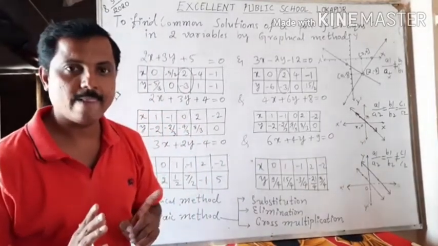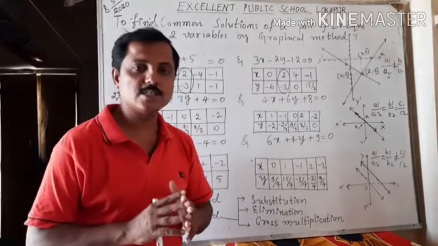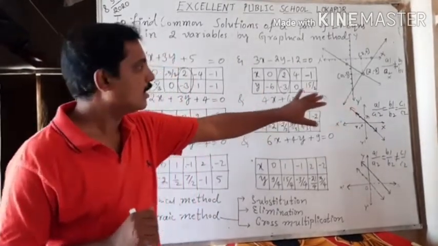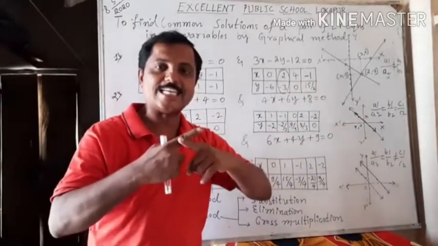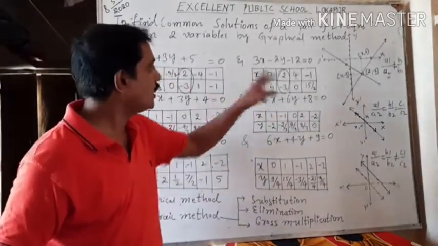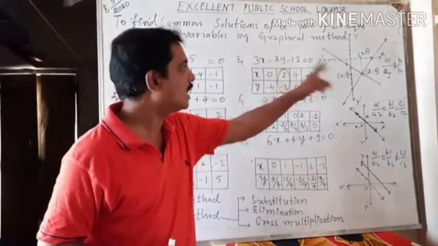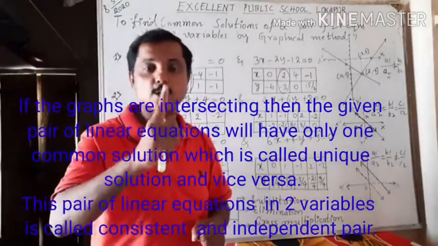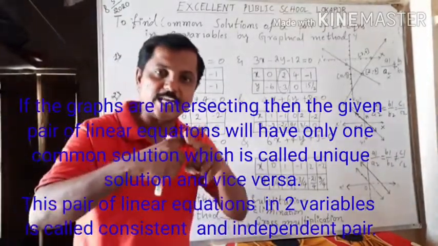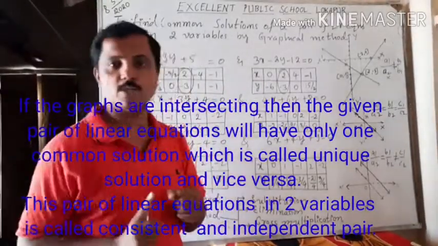Do you understand? The condition for a pair of linear equations, to plot its graphs and get the intersecting graphs, is one more condition. That is, if both equations have only one common solution, then the graphs will be intersecting graphs. If the graphs are intersecting, you should think that both the equations have only one common solution.